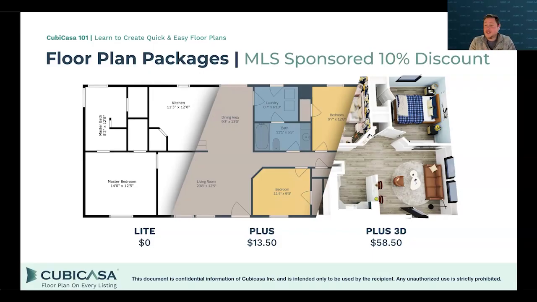So that's where you'll see things like appliances in the kitchen, islands, wraparound countertops, as well as fixtures in the bathrooms and wet spaces. So things like tubs, toilets, vanities, shower stalls, all of that will actually be drawn onto the floor plan to help better visualize the room.